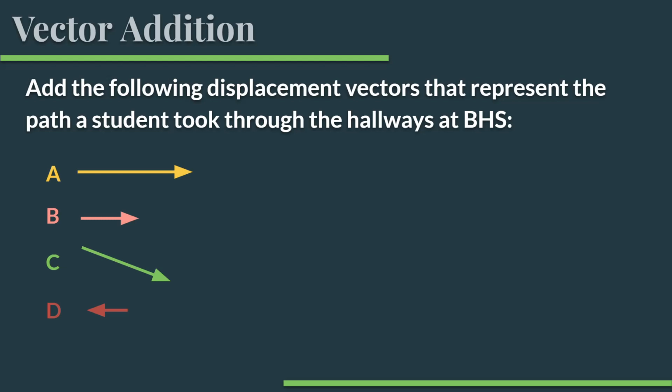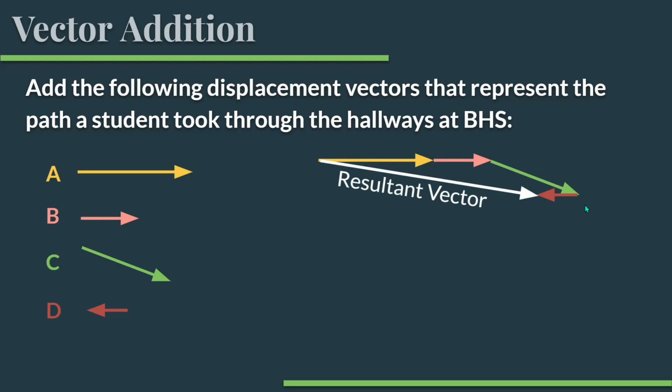And so I'm going to start with A, and then I'm going to add B, again, head to tail, and then I'm going to add C. Now this is a little bit different because A and B are in the same direction, but C is diagonal, but same rules, head to tail. And then D, head to tail. Okay, when you do this, if I asked you, what is my final displacement, you could represent that answer with a resultant vector that looks like this.